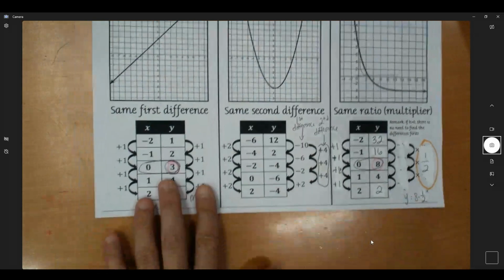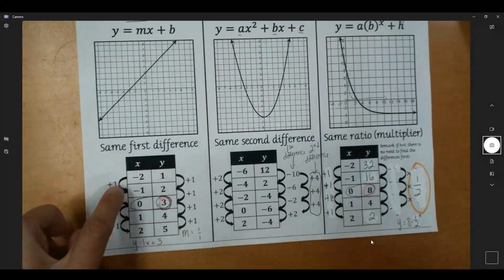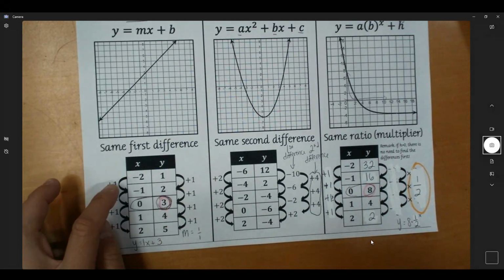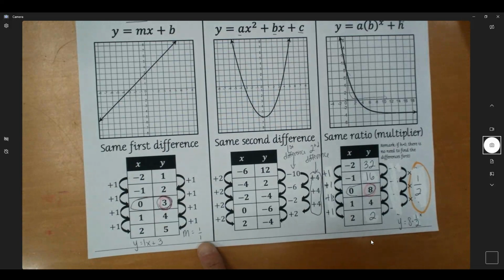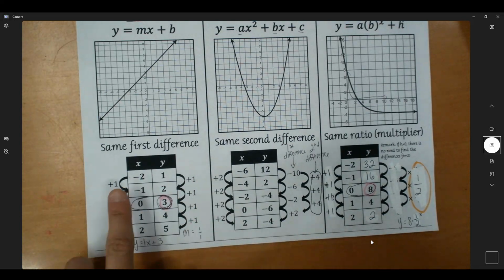And when you look at the table of a line, you should have a pattern on both sides. Otherwise, it's not linear. So this side's going by 1, this side's going by 1. So technically our slope is 1/1. But if it was something like 2 on this side and 3 on this side, then your slope would be 2/3. So it's the change in y over the change in x. So y goes on top, x goes on bottom.